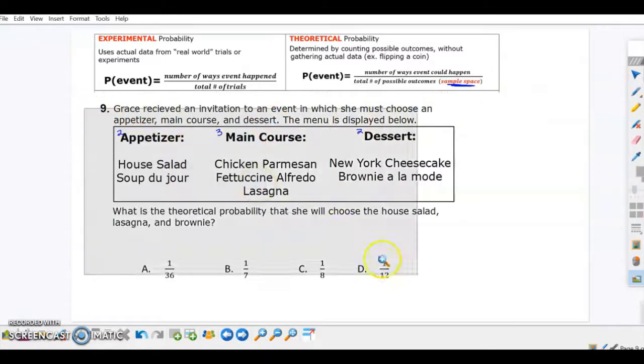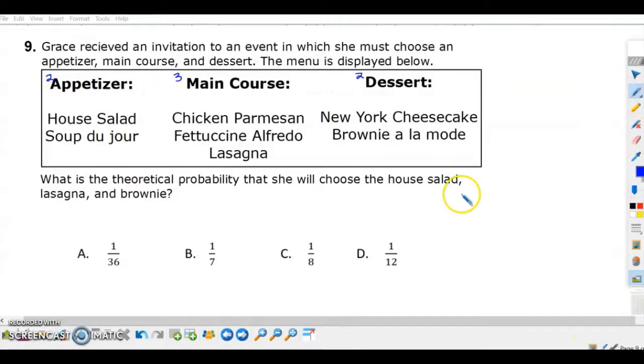One thing that can be helpful is to make a diagram, a tree diagram, and start out with, let's say you choose for the appetizer, you could choose the house salad or the soup. And then we go from there and we look at the options for main course. You could choose the chicken parmesan, you could choose the fettuccine alfredo, or you could choose the lasagna. So this is called a tree diagram, listing out all of the possibilities for sample space.